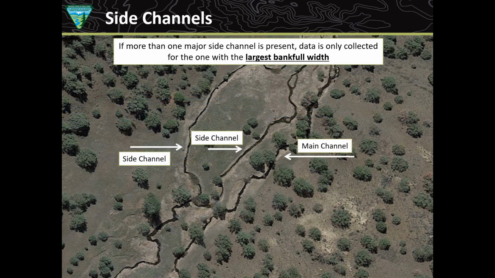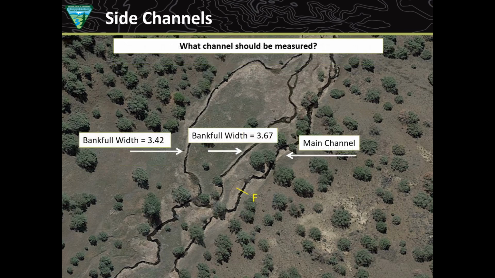If more than one side channel is present, data is only collected for the one with the largest bankful width. Which one of these side channels should be measured? This is the side channel that should be measured.